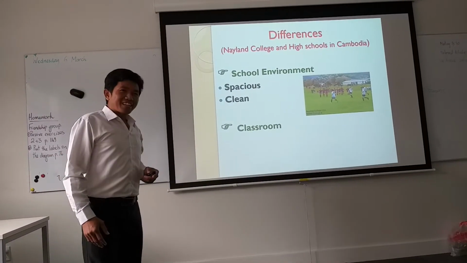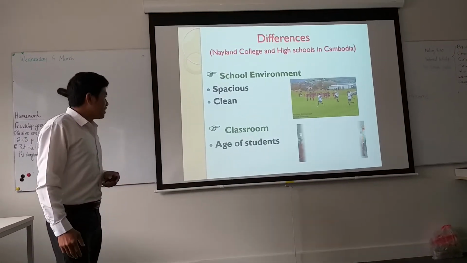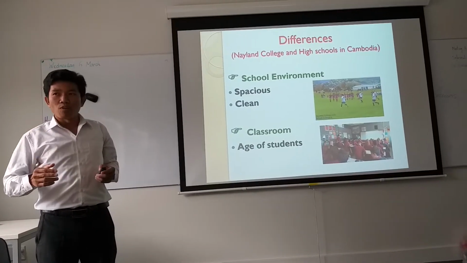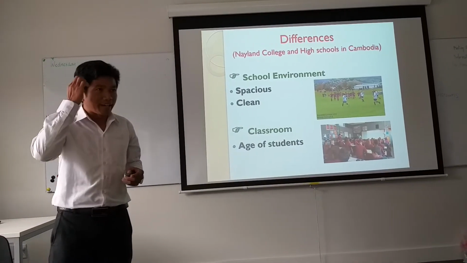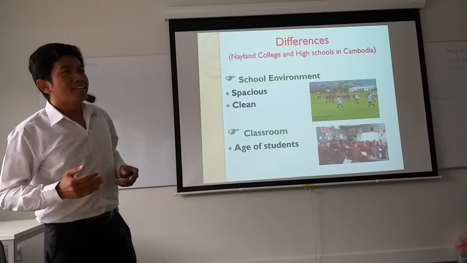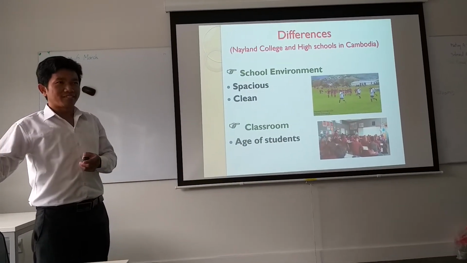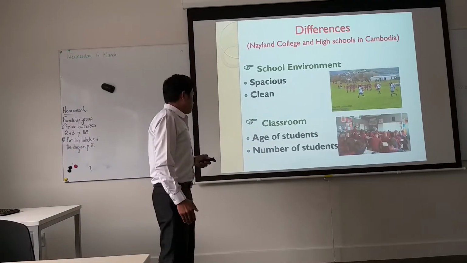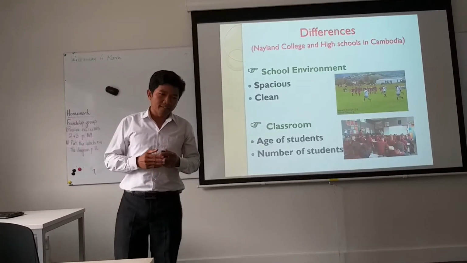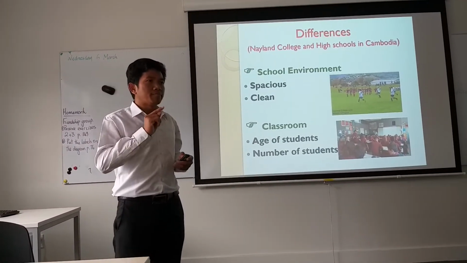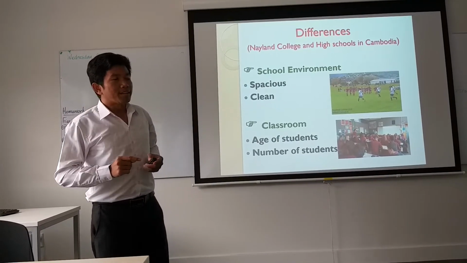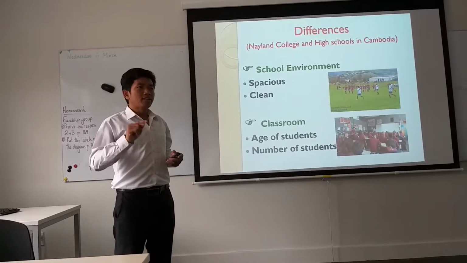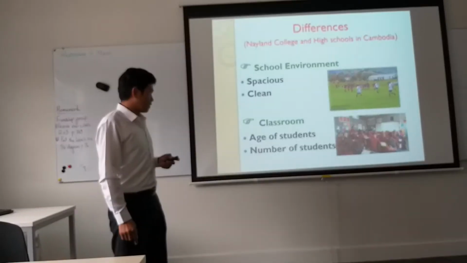And another difference is the classroom. In Nyland College, the students in one classroom are the same age. But in my country, in high school in Cambodia, the age of students in a classroom is different. So the students have different ages. And another difference is the number of students in the classroom. In Nyland College, the number of students per classroom is between 25 and 35. But in the high school I experienced in Cambodia, it is between 25 and 60. Right, up to 60. That is big.